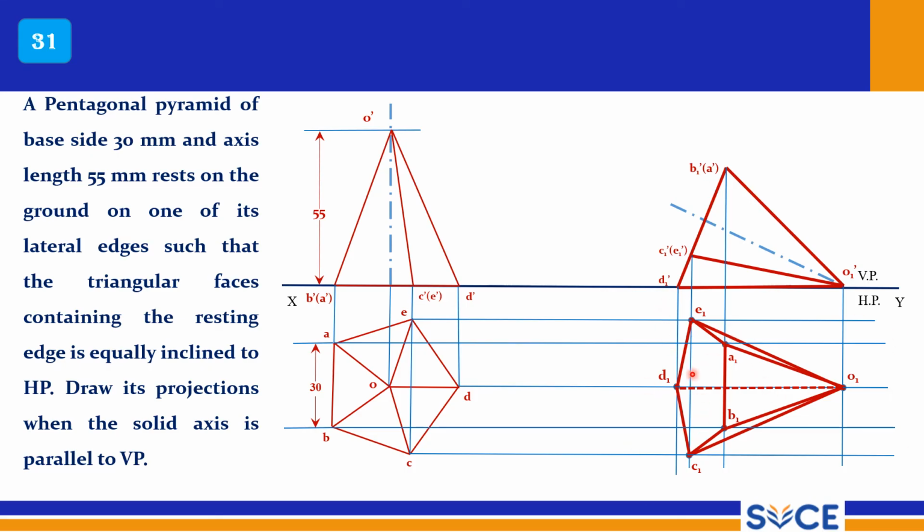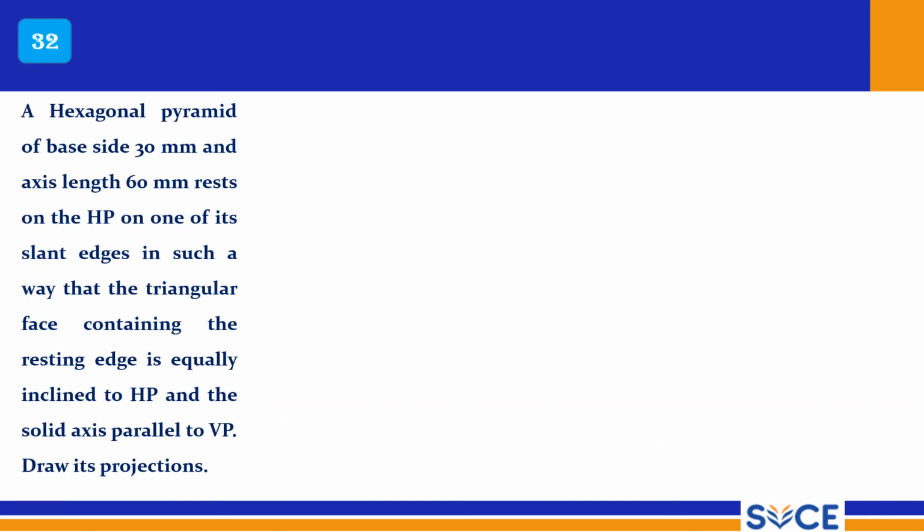Now the slant faces ODE and ODC are equally inclined to HP, so that condition will be automatically satisfied. So this is the problem, and this is how you should solve it. So the 32nd problem.